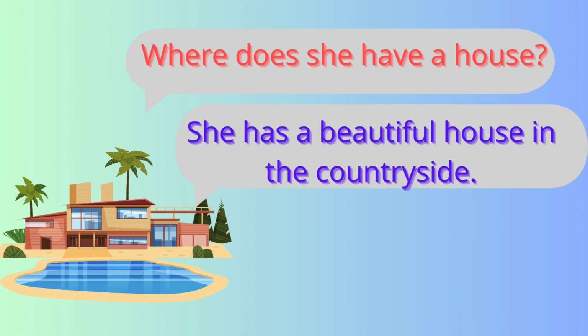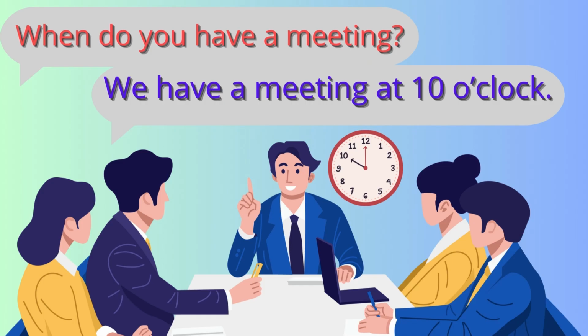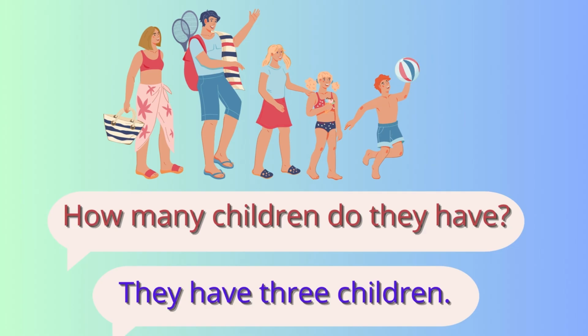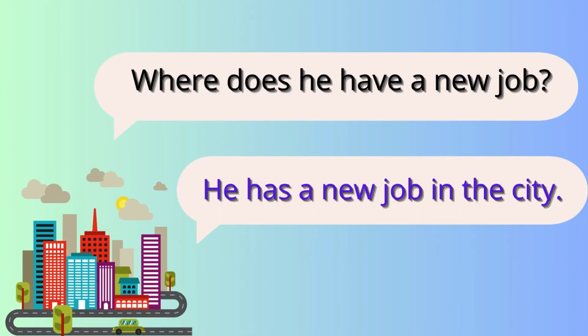Where does she have a house? She has a beautiful house in the countryside. When do you have a meeting? We have a meeting at 10 o'clock. How many children do they have? They have 3 children. Where does he have a new job? He has a new job in the city.